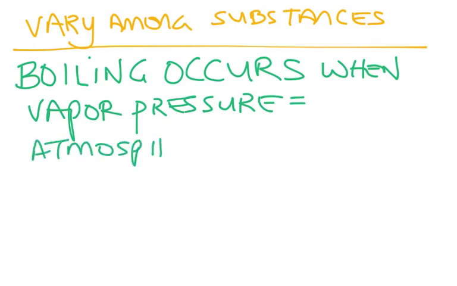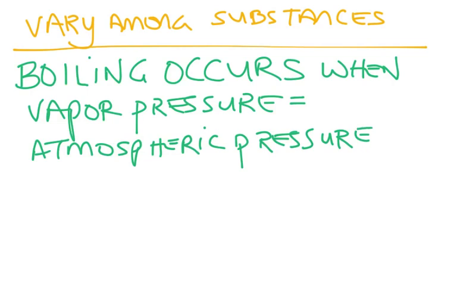Now that is a key. That is a walk away. You need to know this from this lesson, piece of information. So boiling occurs when vapor pressure equals atmospheric pressure. Great. What does that mean?